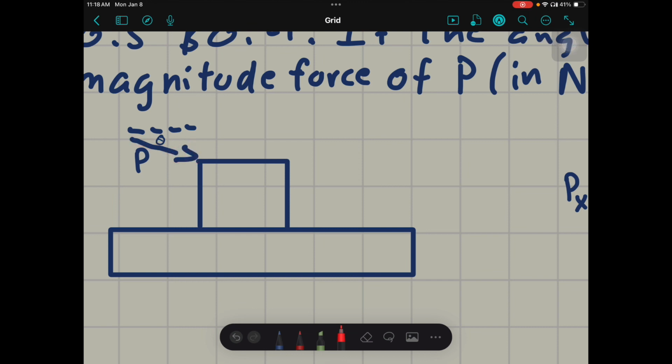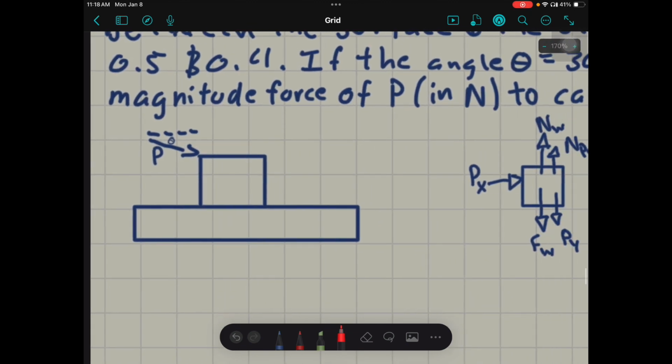Now, because it's pointing at an angle, we have to break that down into x and y components. So there's a component right here, and there's a component right here. Now, once we do that, we can understand what's causing this block to move to the right and what's restricting it.